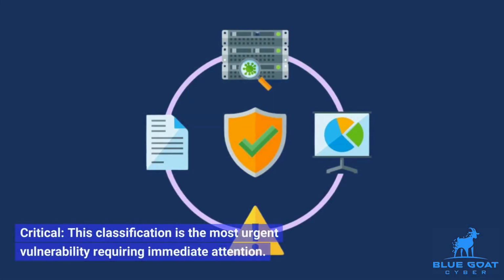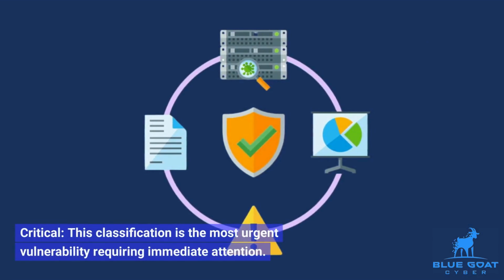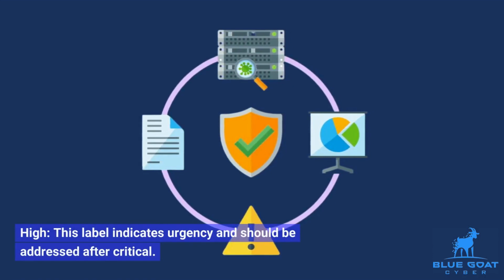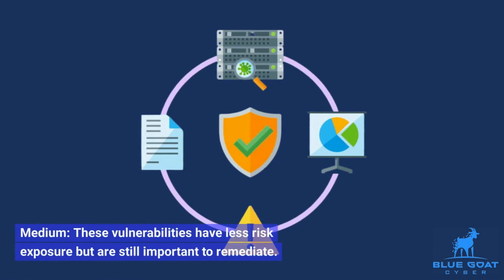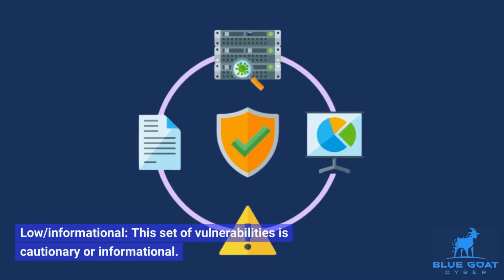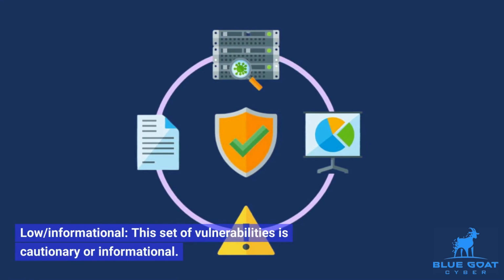Critical. This classification is the most urgent vulnerability requiring immediate attention. High. This label indicates urgency and should be addressed after critical. Medium. These vulnerabilities have less risk exposure but are still important to remediate. Low or informational. This set of vulnerabilities is cautionary or informational.